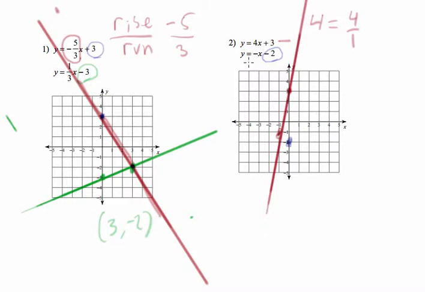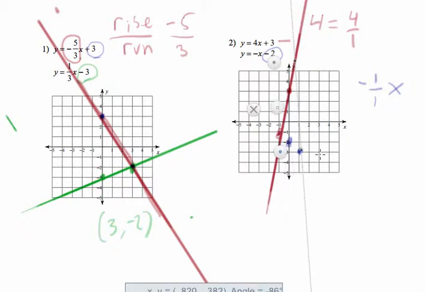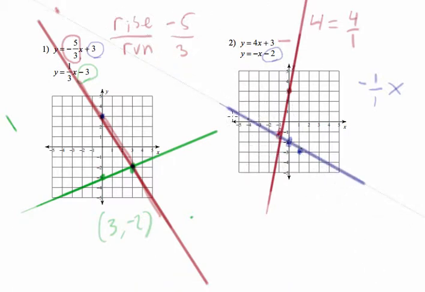And my slope, it just says negative x. So what does that mean? That means my slope is negative 1. So it's the same as negative 1 over 1x. That means if I go 1 to the right, I go down by 1. So there we go. Get my ruler. And there we go.